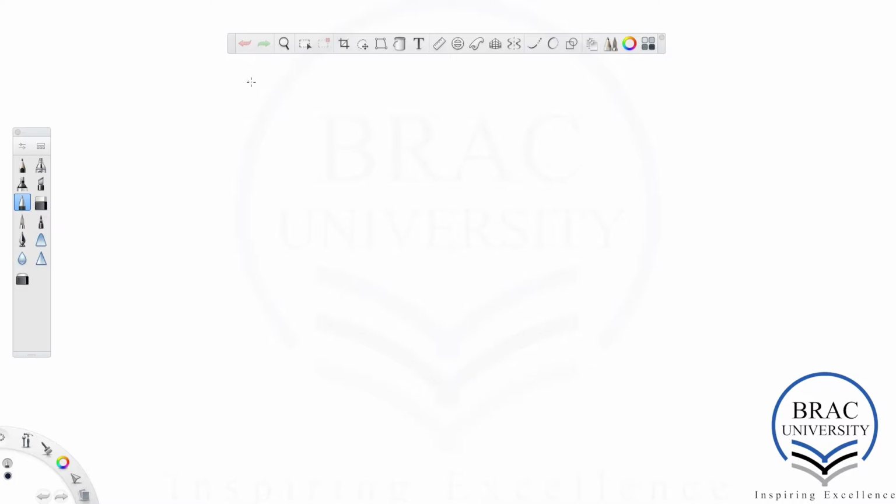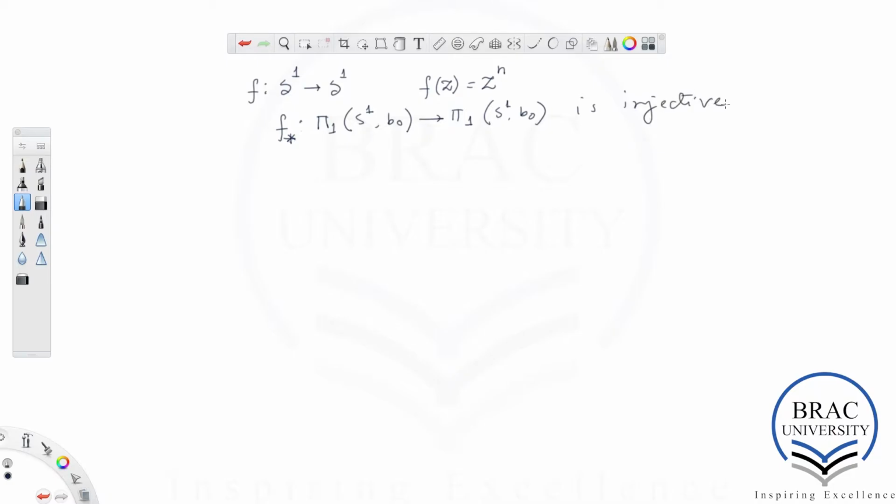where we dealt with this continuous function f from the unit circle to itself, given by f of z is equal to z to the n, where z is a complex number of unit modulus. We have shown that the induced homomorphism of the continuous function, denoted by f star, which is a map from the fundamental group of the unit circle with reference to this base point b0 to itself, is injective. Okay, this is what we have done in the previous segment.